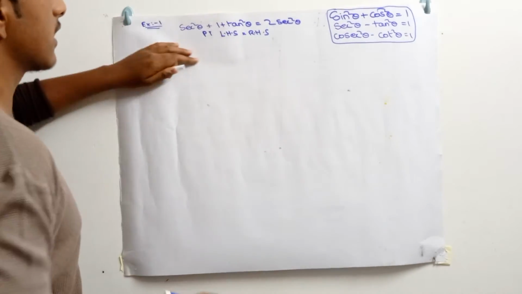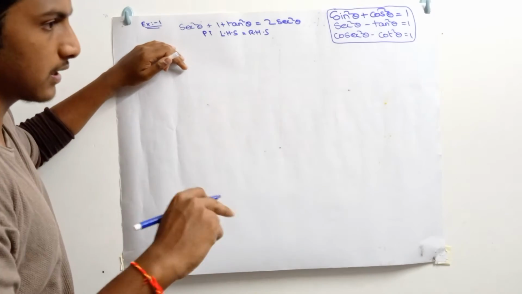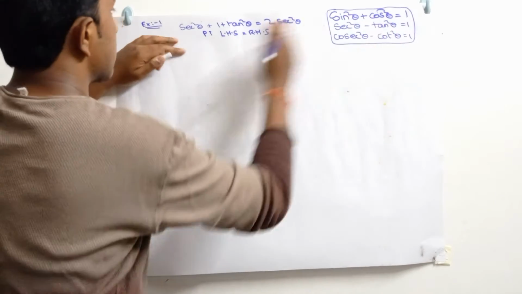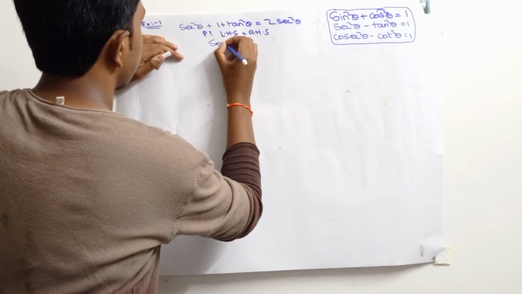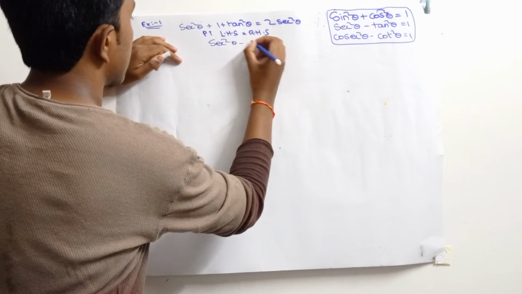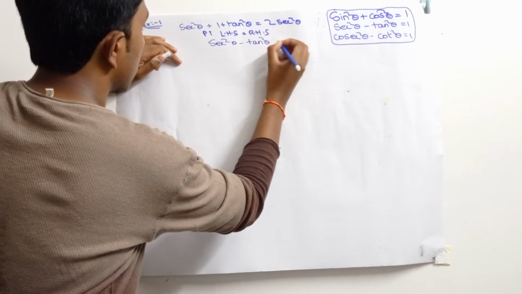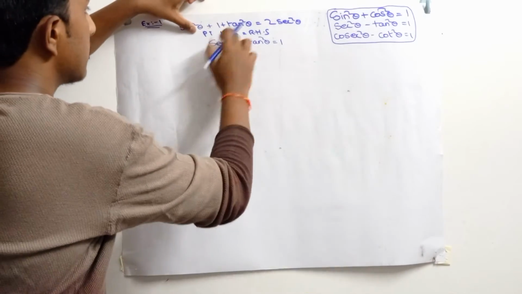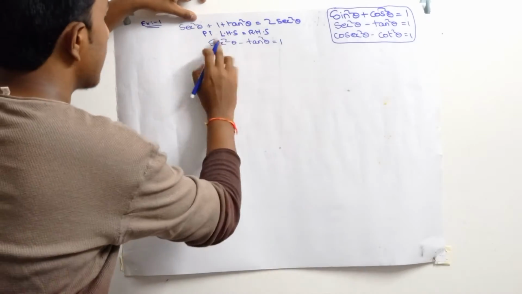But when I know the identity, first I will revise my identities: sin square theta, secant square theta and cosecant square theta. First I will write that secant square theta minus tan square theta is equals to 1. First I have written my identity. Now here there is 1 plus tan square theta and secant square theta.